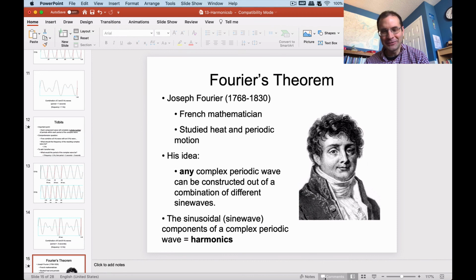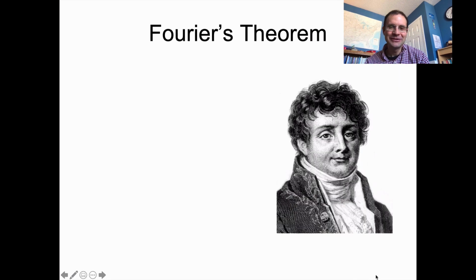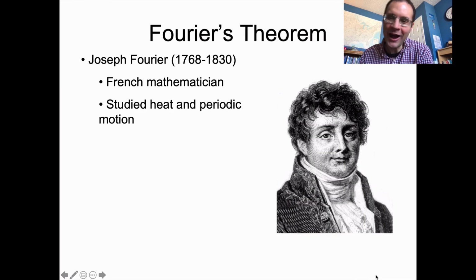What I want to move on to is this guy, Joseph Fourier, who had a lot to say about this matter. Joseph Fourier was a French mathematician. He was kind of working in the era of the Enlightenment, back when guys could be know-it-alls and dabble in a lot of different fields and have important things to say about all of them. So he studied, among other things, heat and periodic motion.